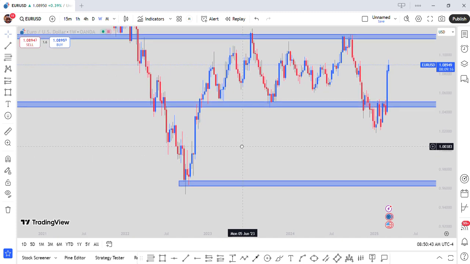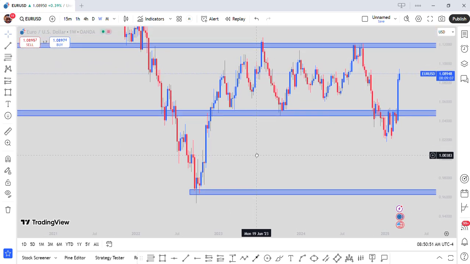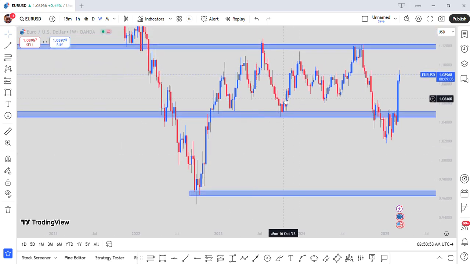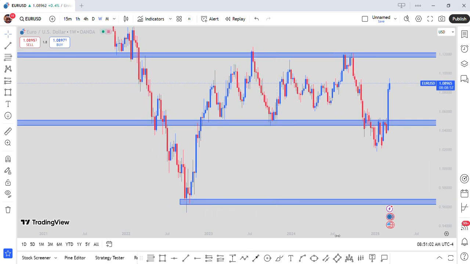So that's how to identify major support and resistance levels, or you can call them major supply and demand zones, on a higher time frame. The higher the time frame, the stronger the level will be. You can compare this level to the levels that are drawn on the 4 hour or the 1 hour time frame. It's stronger than the levels drawn on the lower time frames.